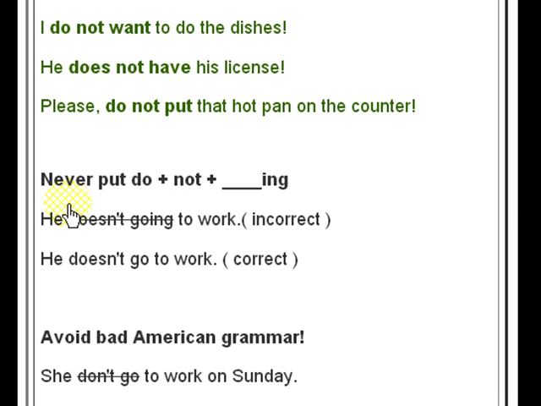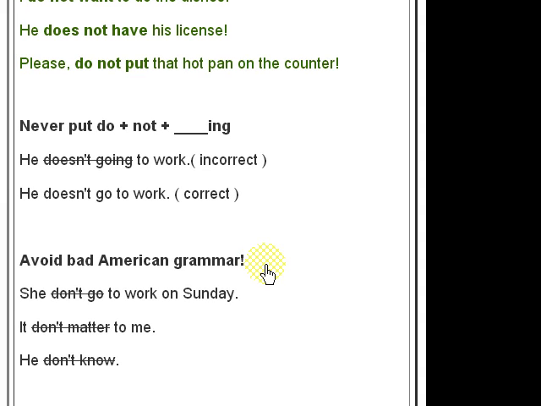Do not get confused and use ing words with do not, like in he doesn't going to work. That is not correct. He doesn't go to work is correct. We don't use this form with do. Okay? And I won't even mention this. This is bad grammar. And just take a look at it and you can see it doesn't work.